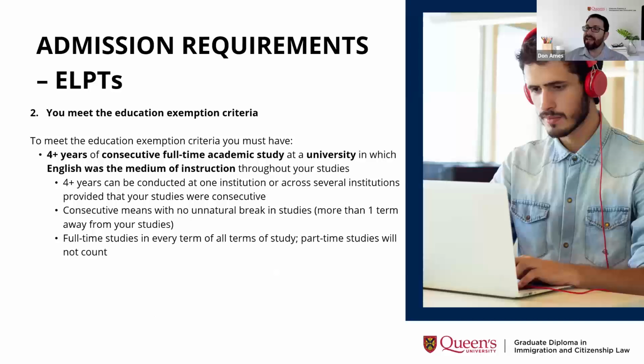Let's talk about the education exemption. There are specific criteria for individuals who wish to request an exemption based on their education. Let's go through them in its entirety. To meet the education exemption, you must have 4+ years of consecutive full-time academic study at a university where English was the medium of instruction throughout your studies. So let's break that down. 4+ years. This can be conducted at one institution or several institutions concurrently.